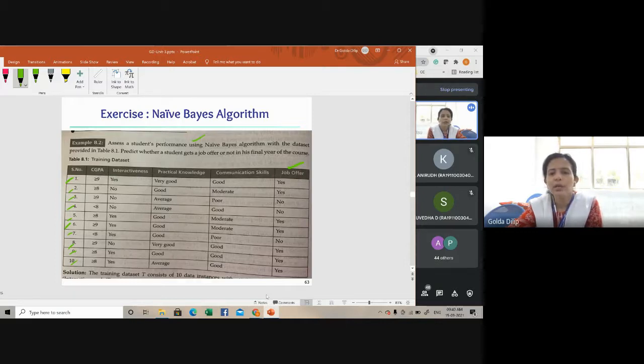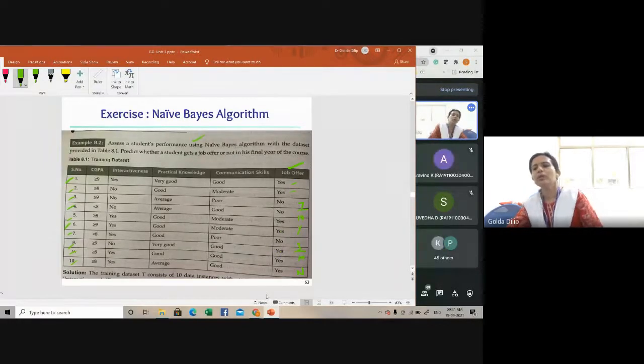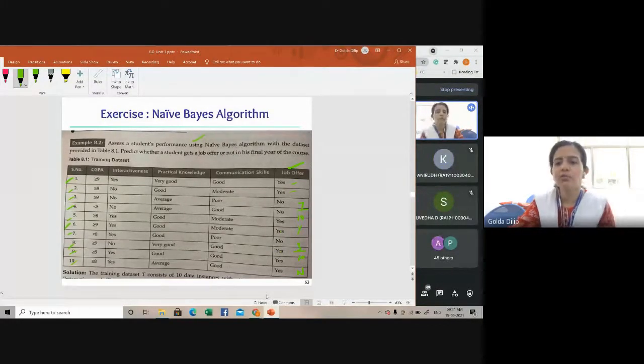You can see here many are getting a job offer: 1, 2, 3, 4, 5, 6, 7. Seven out of 10 is yes, and three out of 10 is no. So you have to predict based on this training data set. You need to assess the student's performance using the naive Bayesian classification algorithm for the data set provided, and finally you should be able to predict whether the student will get a job or not in his final year of course. Is the problem understood to you? Have you understood the problem?